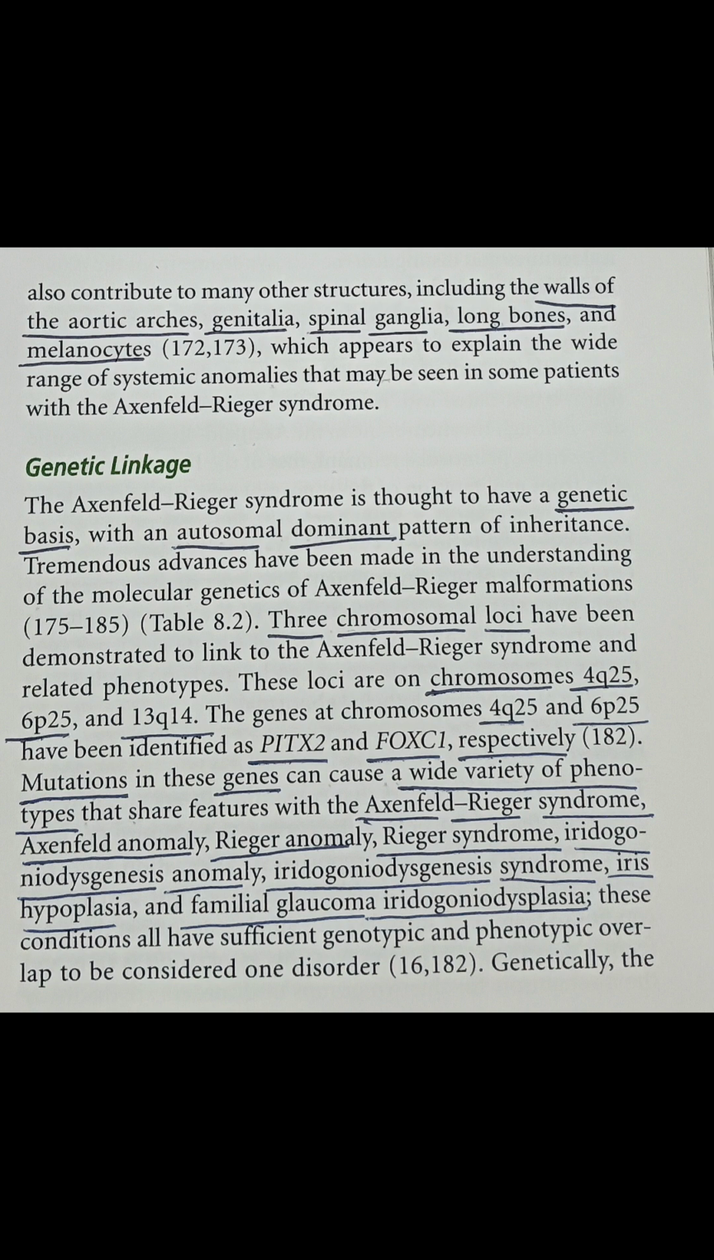Mutation in these genes can cause a wide variety of phenotypes that share features with Axenfeld-Rieger syndrome: Axenfeld anomaly, Rieger syndrome, iridogoniodysgenesis anomaly, iridogoniodysgenesis syndrome, iris hypoplasia, and familial glaucoma iridogoniodysplasia. These conditions all have sufficient genotypic and phenotypic overlap to be considered one disorder.